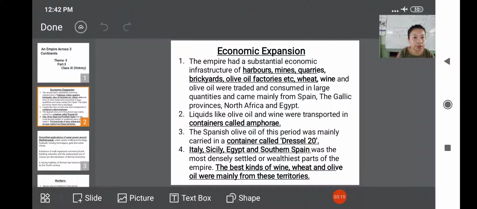Then number 4, Italy, Sicily, Egypt and southern Spain were the most densely settled or wealthiest parts of the empire. The best kinds of wine, wheat and olive oil were mainly from these territories.